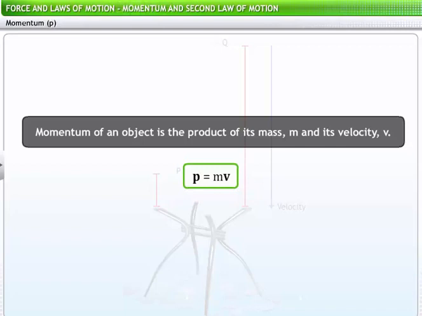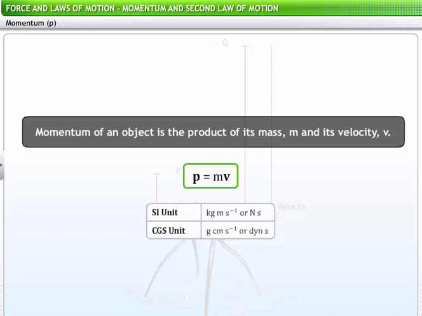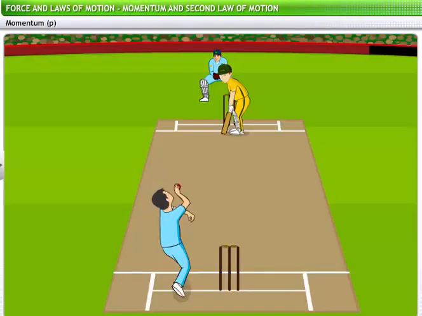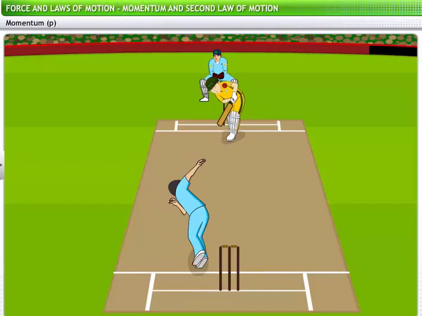Momentum is a vector quantity. It is measured in kilogram meter per second or Newton second in the SI system and in gram centimeter per second or dyne second in the CGS system. Because of its momentum, a fast-paced cricket ball can hit and hurt the batsman, or the wicket-keeper, if the batsman is not able to play the ball properly. That's why batsmen on the cricket field wear protective helmets and body pads to prevent possible injury.